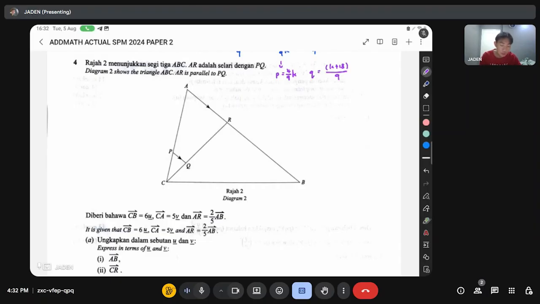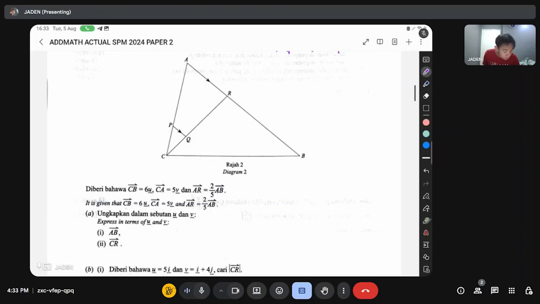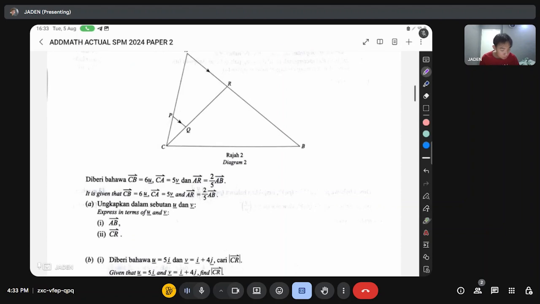Okay, so let's continue with question 4. Diagram 2 shows the triangle ABC. AR is parallel to PQ, and it says given CB is 6u, CA is 5v, and AR is 2 over 5 AB. They want us to express in terms of u and v.